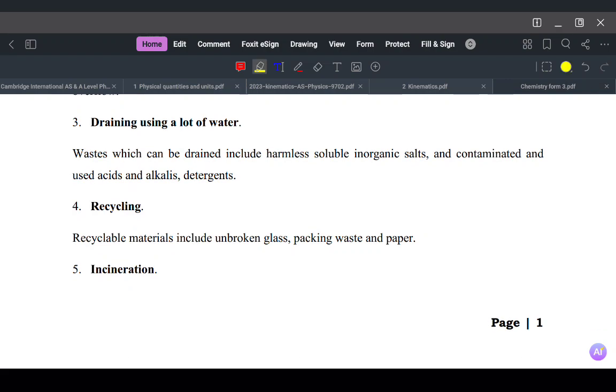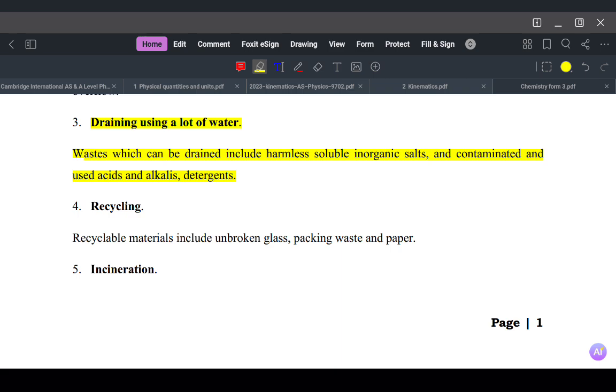Sometimes there are wastes that you simply have to drain in using a lot of water, usually in sinks. All right, so wastes which can be drained include harmless soluble organic salts and contaminated, as well as used acids and the alkalis, including detergents. All right, take note. So these you can simply pour or decant into the sinks, so that they can go down the drainage system of your laboratory.